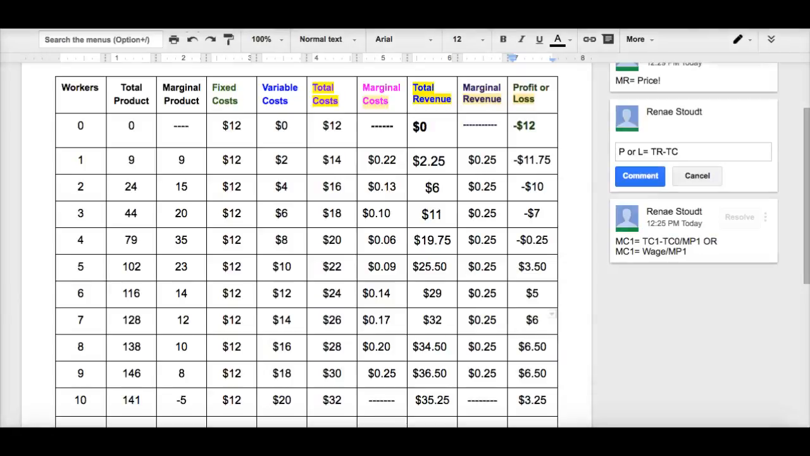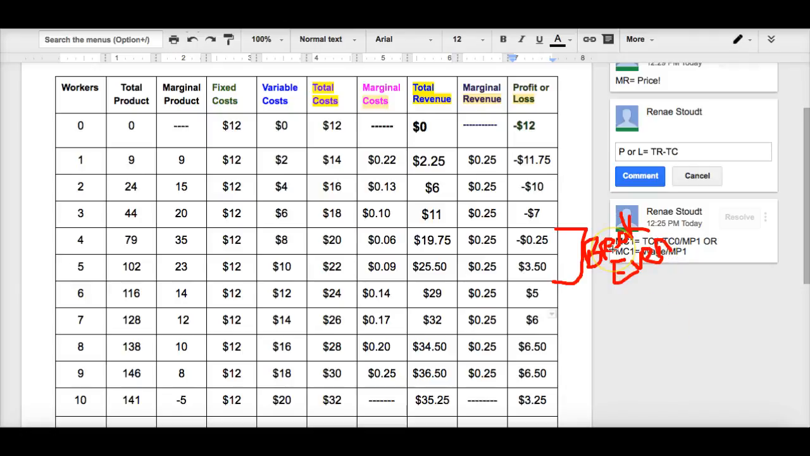Break-even point in this case is actually going to be between two workers. It's going to be between workers 4 and 5. This is going to be our break-even point, because somewhere in there is where our total cost equals our total revenue.